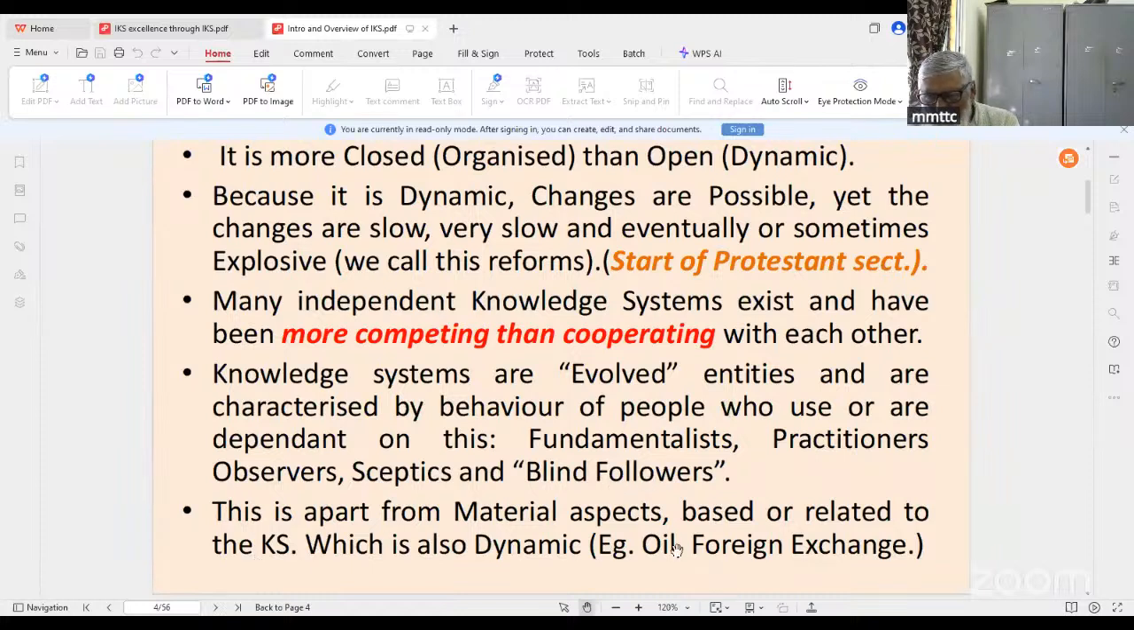this is apart from the material aspect, which is related to the knowledge system, which is also dynamic. For example, today, 100, why 120, even 80 years back, none of us were bothered about petrol or diesel because we had no vehicle. Suddenly now we have multiple vehicles. We are all very much bothered about what is the price of diesel or petrol. In another few years, again that component will go away because everybody will switch to electric vehicles.